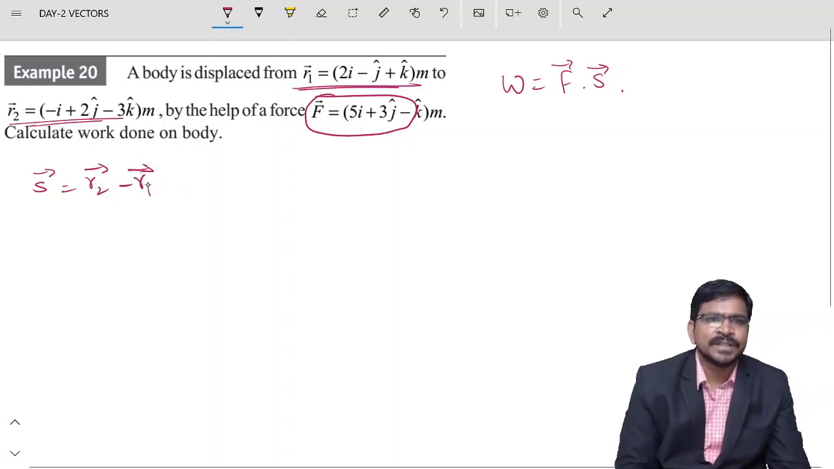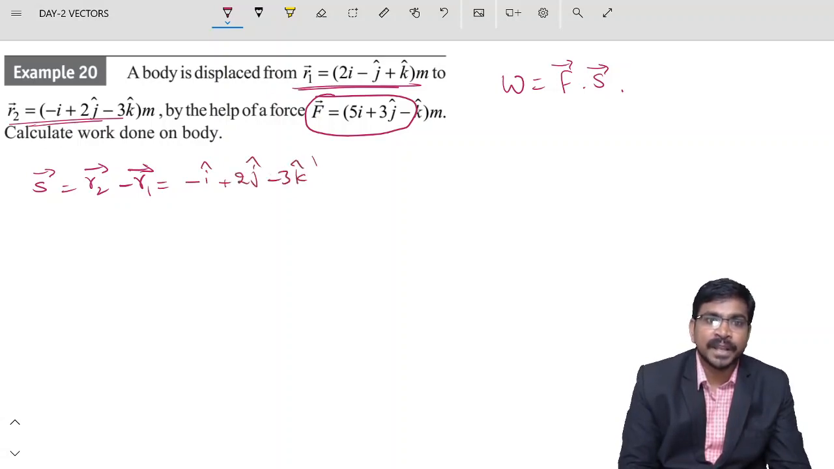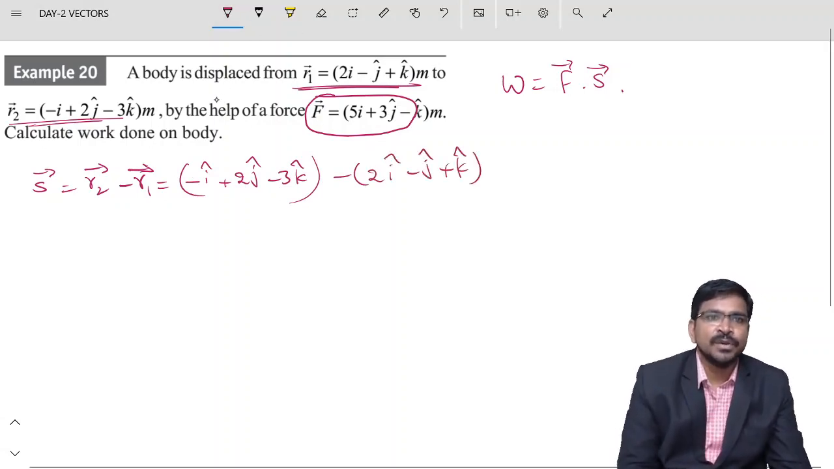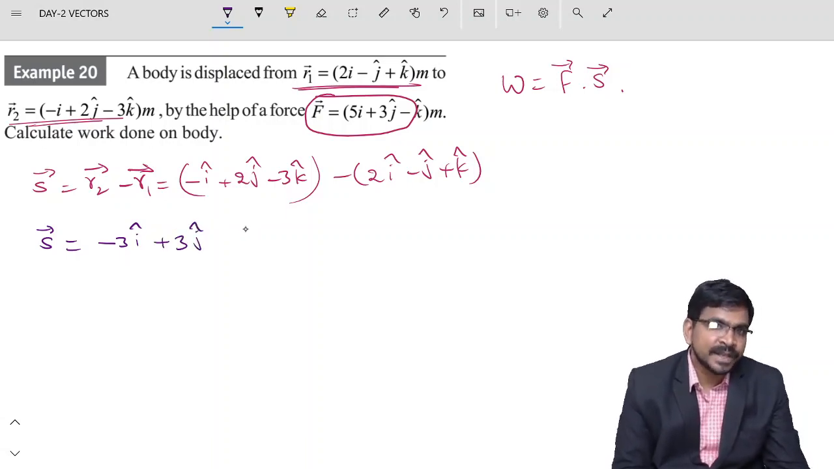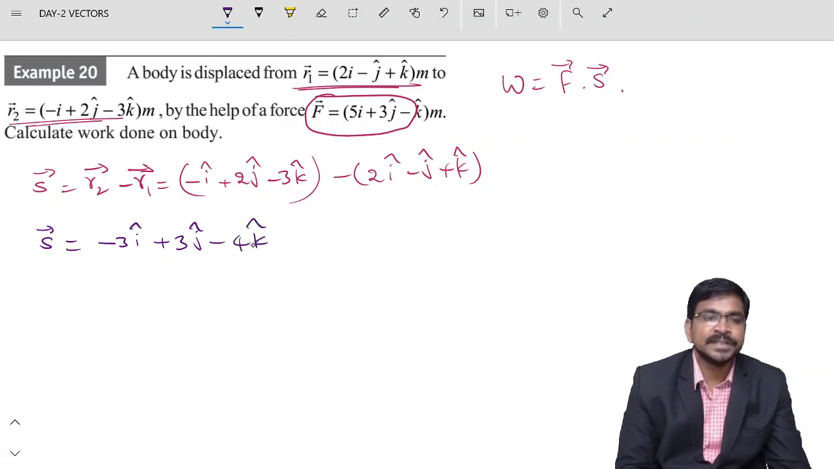Right? So what is R2? 2, sorry, minus I plus 2j minus 3k, minus 2I minus j plus k. So from these two we can get displacement S is equal to minus I minus 2I, that is minus 3I, plus 2j plus j, that is 3j, and minus 3k minus k, minus 4k. This is S.